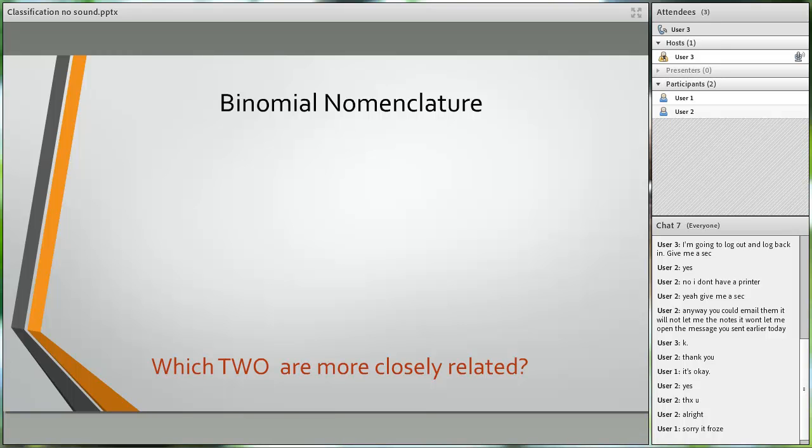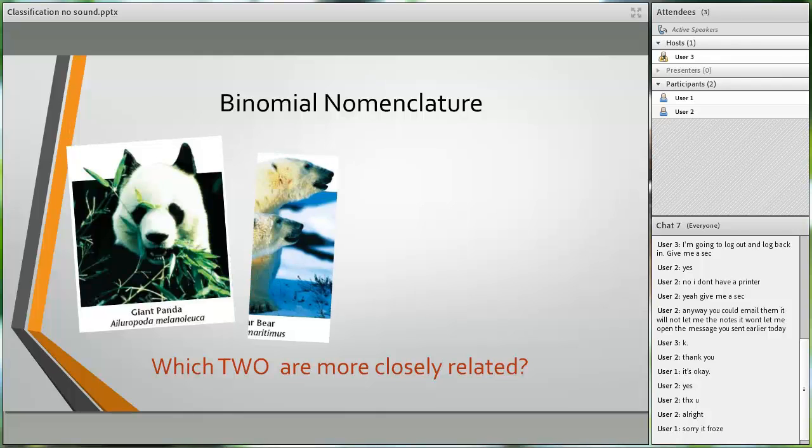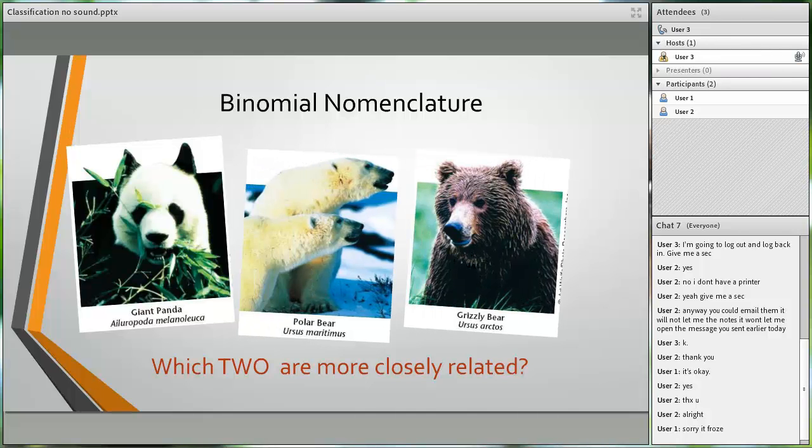So with our binomial nomenclature, we can also tell how closely related two things are. So if we look at these three different bears, we have the giant panda, which is Ailuropoda melanoleuca. We have a polar bear, which is Ursus maritimus. And we have a grizzly bear, which is Ursus arctos. Which of these do you think are more closely related? So we can tell by looking at their scientific names.